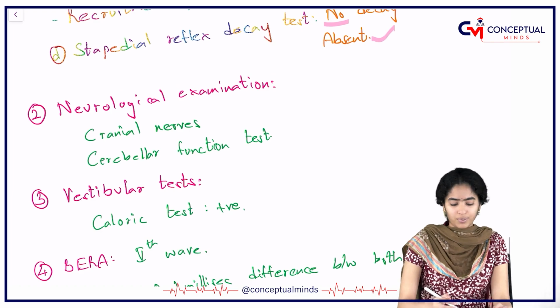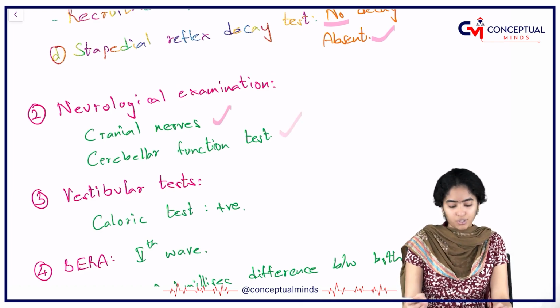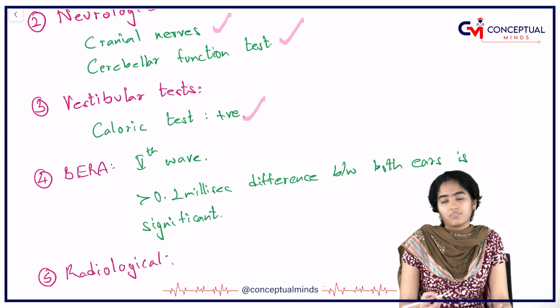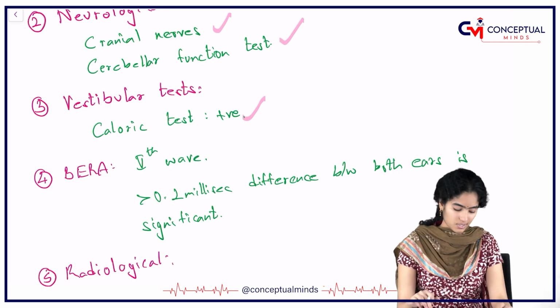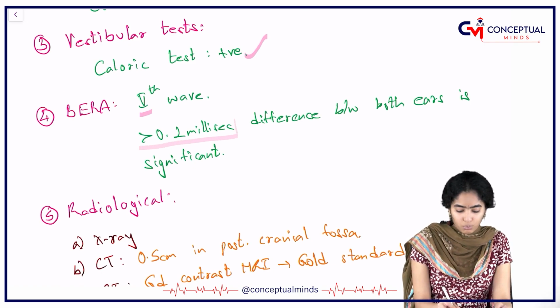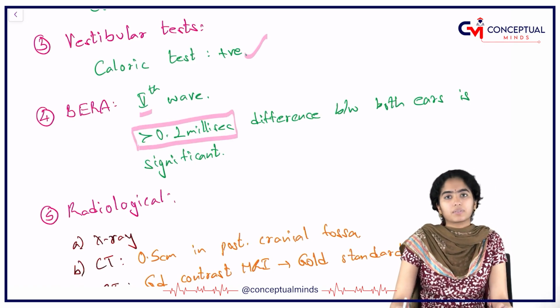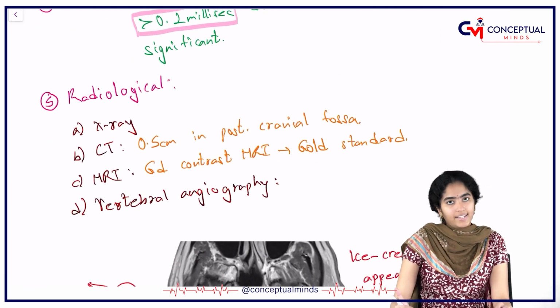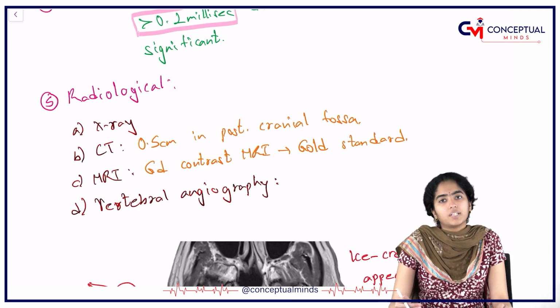Neurological examination: you have to examine the cranial nerves and do cerebellar function tests. If you do vestibular tests, the caloric test is positive. Why? Because the vestibular nerve is also affected very early in the course of the disease. And the most important wave of BERA is the 5th wave, and a difference of more than 0.2 milliseconds is significant. Coming to the radiological tests: X-ray, CT, MRI, and finally vertebral angiography.